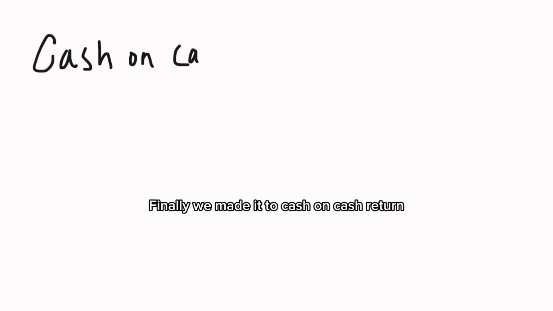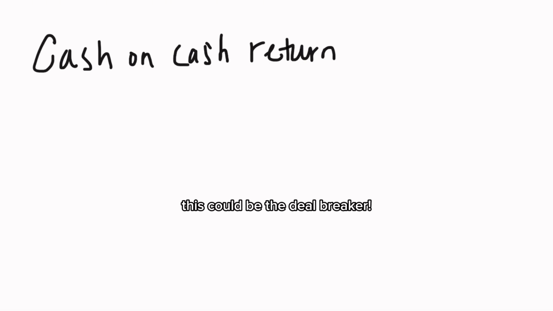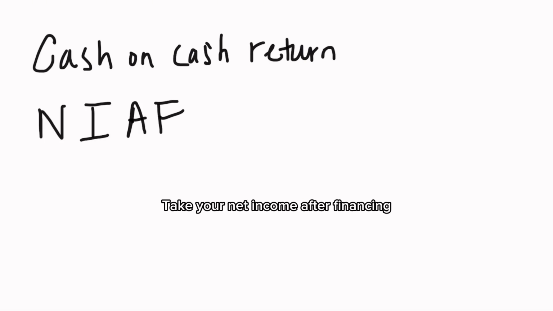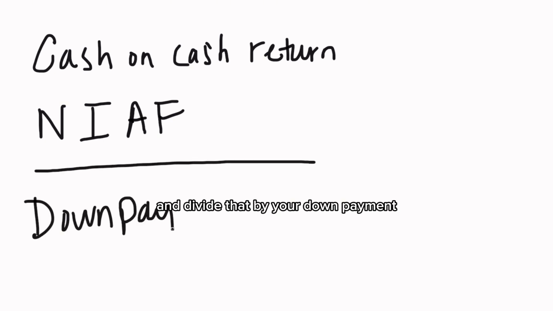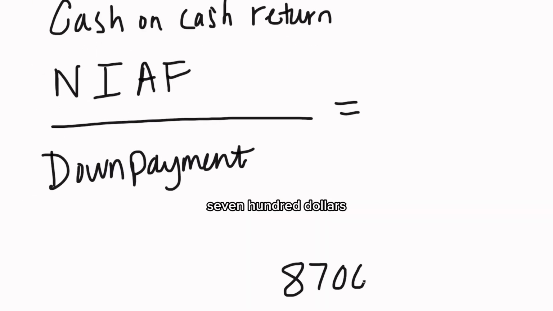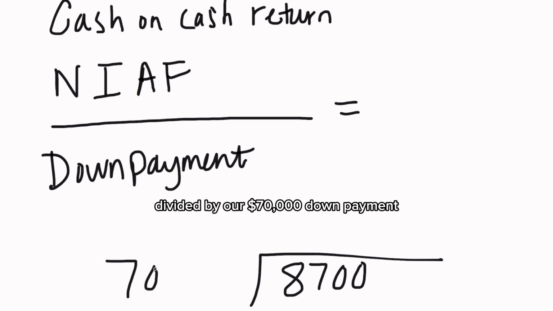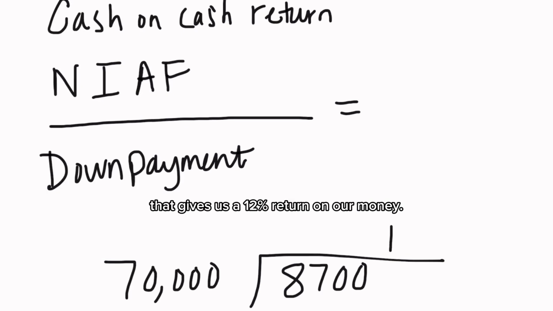Finally, we made it to cash on cash return. This could be the deal breaker. Take your net income after financing and divide that by your down payment. Our number is $8,700 divided by our $70,000 down payment. That gives us a 12% return on our money.